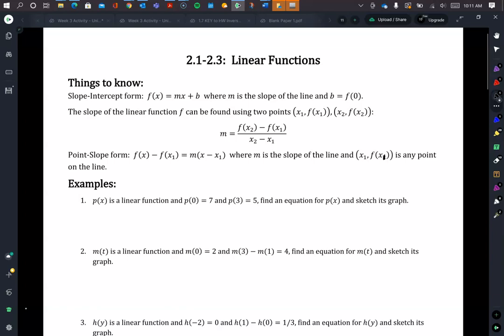Examples: we have p of x is a linear function, and p of 0 equals 7. P of 3 equals 5. So it's the same gist, just using different letters to notate our functions. What we want to find is the equation for p of x and sketch its graph.